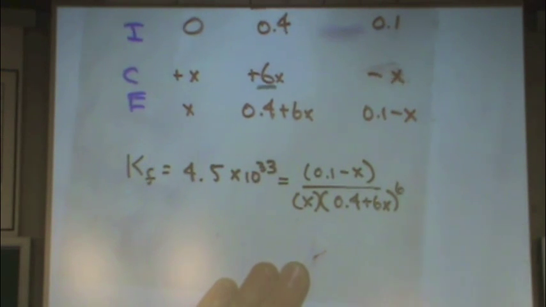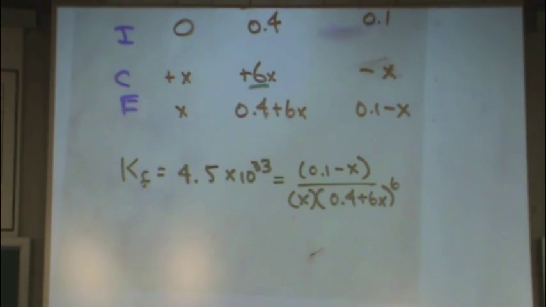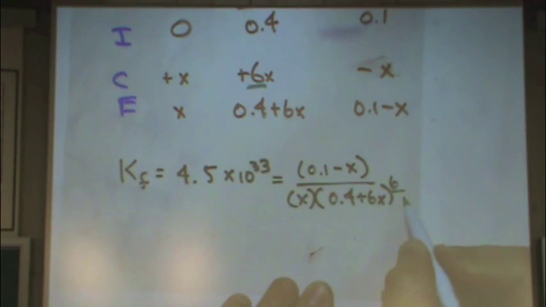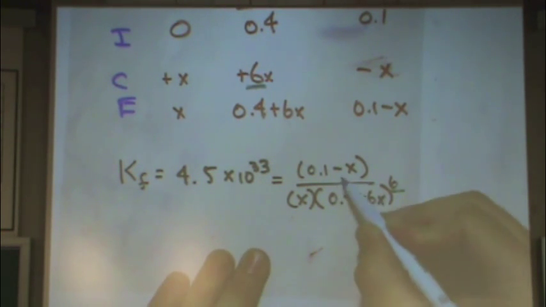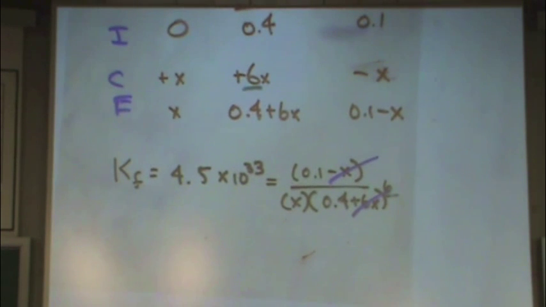This is to the 6th power. Okay, so that 6 right there is the third of 3 times that the 6 appears. All right, what am I going to do next? Assume x is small. Lose that one and lose that one. And now it gets really easy to solve. Remember when I put those asterisks on that table earlier? Here's another example where x is small, because KF is large.